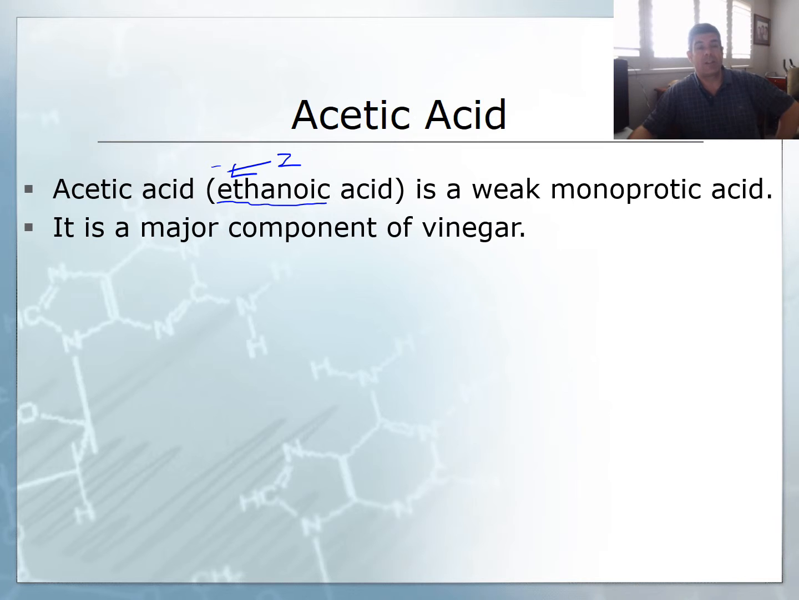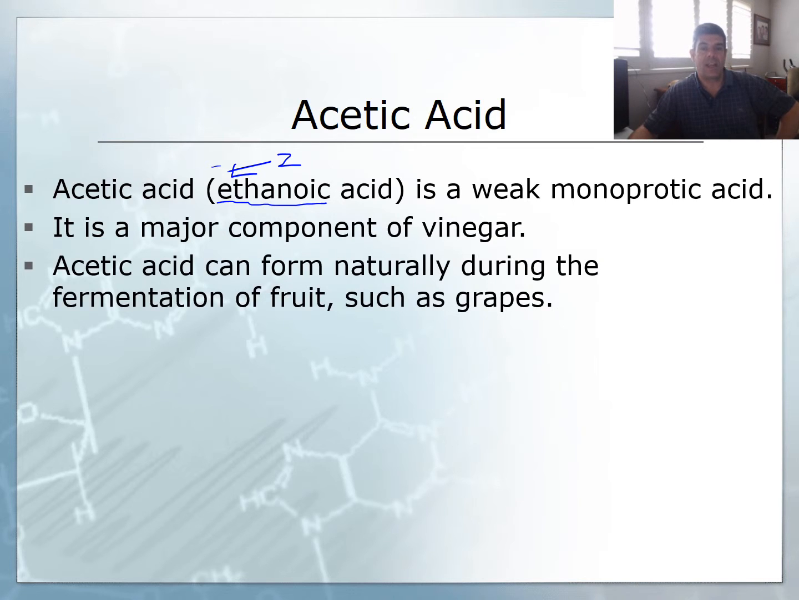Acetic acid is a major component of vinegar, but not only that, acetic acid can form from the fermentation of fruits such as grapes. So acetic acid is actually a big problem in the wine industry. The whole process of fermentation is to turn the glucose sugars or the fructose sugars into ethanol, alcohol. The problem with ethanol is it can readily oxidize, and there's oxygen everywhere, into acetic acid or ethanoic acid, and that obviously changes the taste.